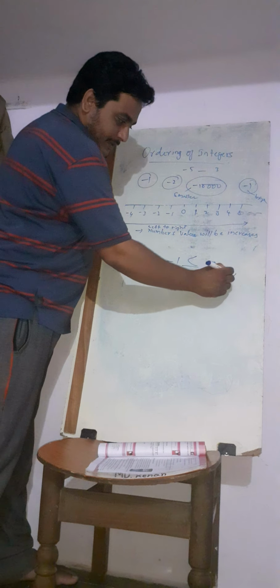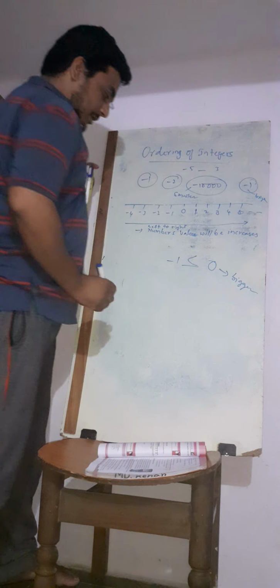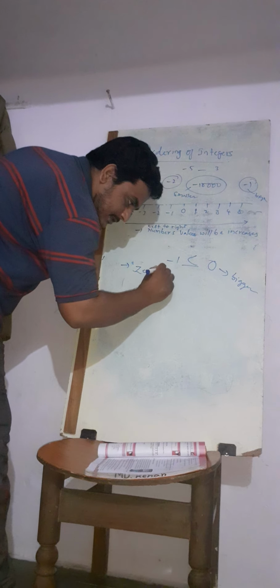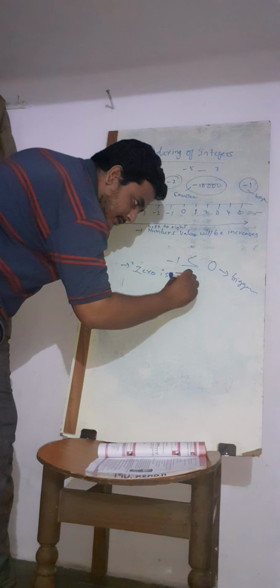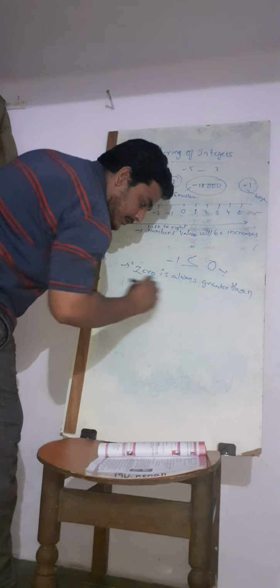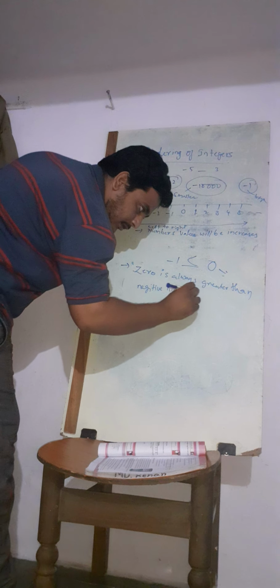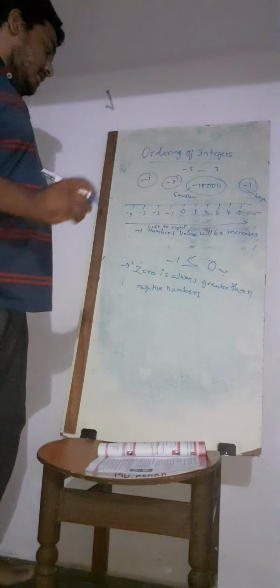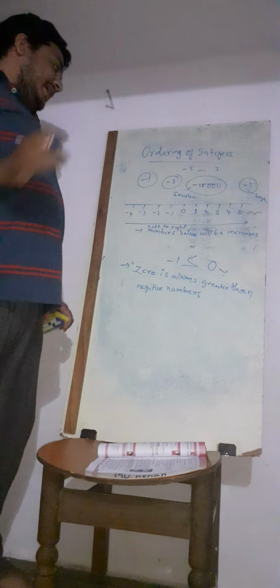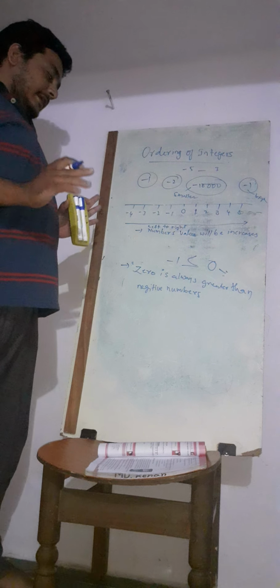Write one statement now: 0 is always greater than negative numbers. Copy this now. 0 is always greater than negative numbers. It is not a smaller number; it is greater than all the negative numbers.